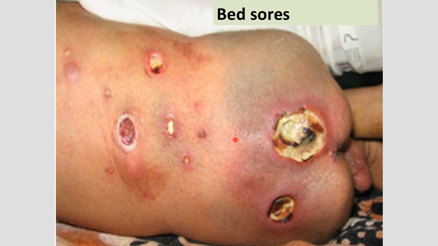Also very nasty bacteria in terms of bed sores. So you can see these are typical bed sores that develop, very difficult to handle these patients. These are the pressure points when people are there for long-term care, and they're hospitalized or bedridden for extended periods of time.